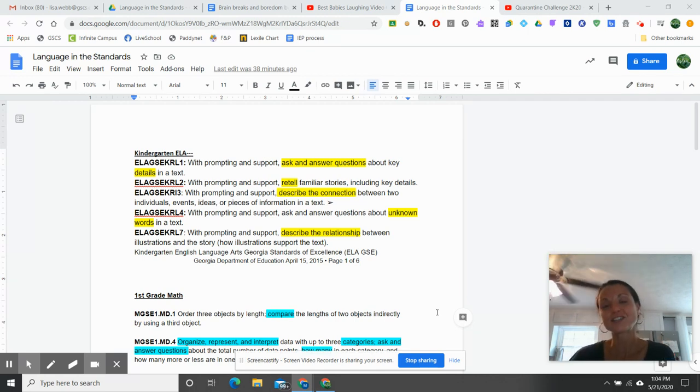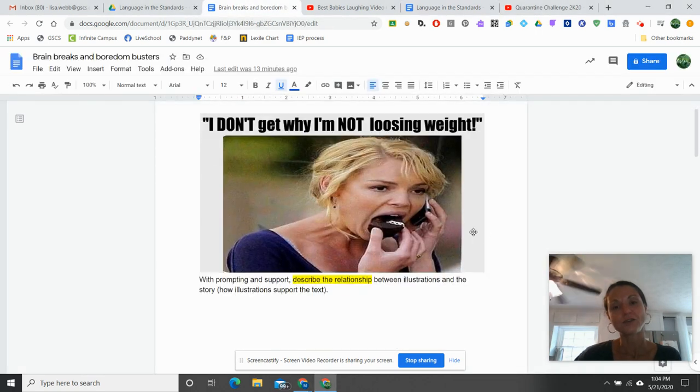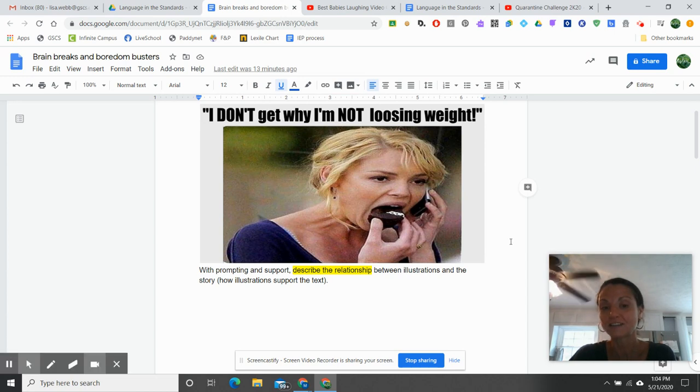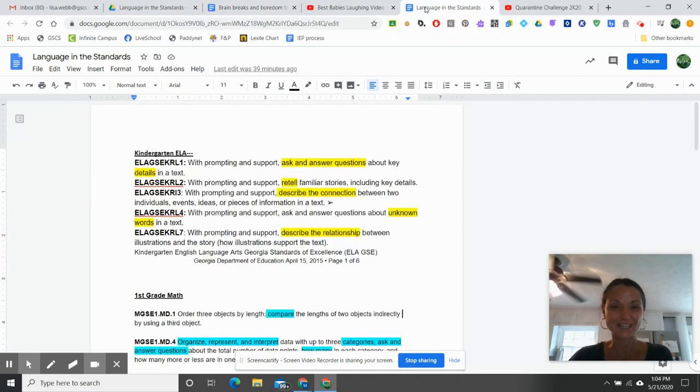Okay, let's take just a little quick brain break. And here's a little meme for you. Can you describe the relationship between this illustration and the story? I think we can all relate to that. Okay, back to our language.